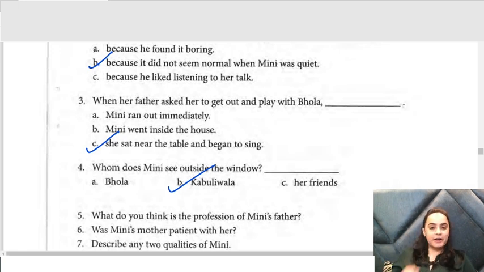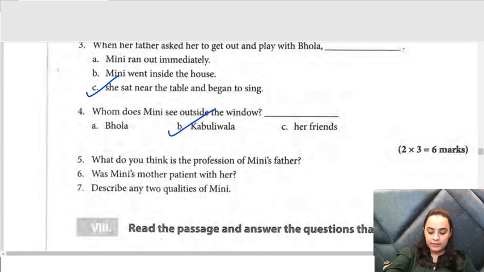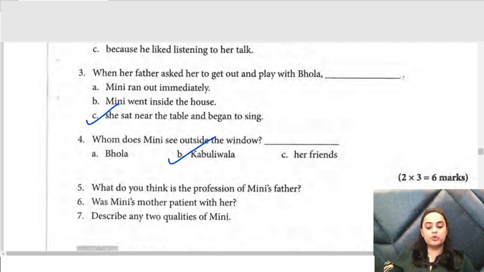So you see, the first typology of questions on the basis of this passage was multiple choice. And now we are given 3 questions which you will have to answer on the basis of your understanding of the passage. The first question, what do you think is the profession of Minnie's father? We've already discussed it. His story, he said, my character, Pratap. So he was a writer.